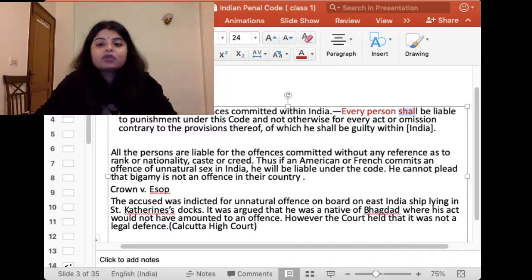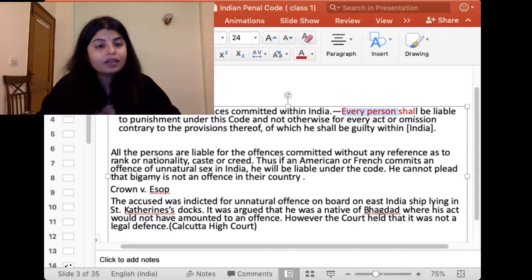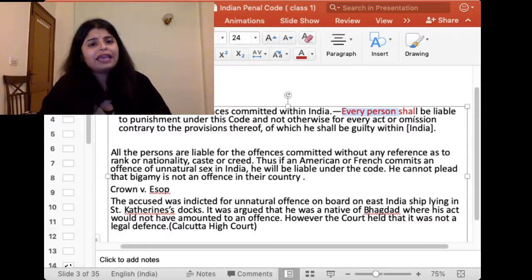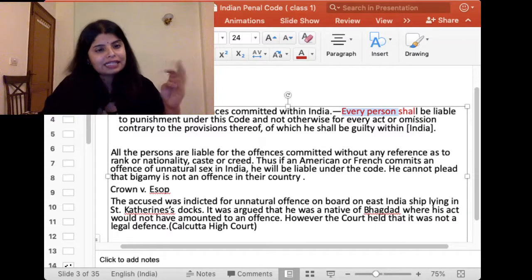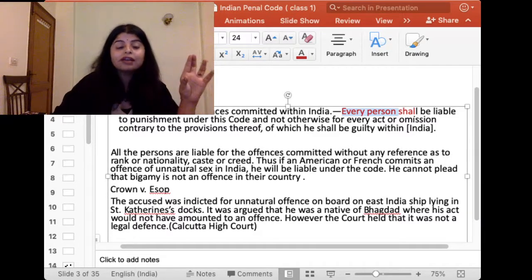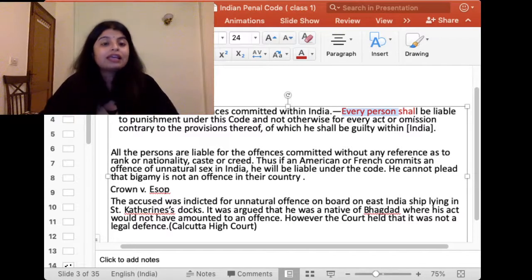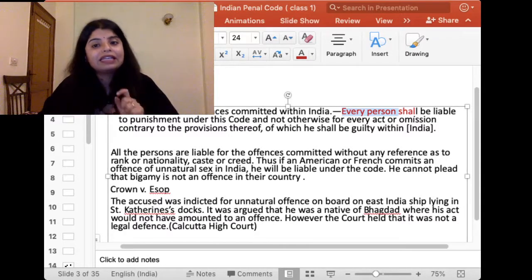Now, if you see the section, it says that every person. Now there's a reason why every person has been written here. Every person means that any person of any caste, any sex, any religion or nationality. It does not matter whether the person belongs to America, is from America, or is it from France. That means he can be an American, he can be a German or anyone. But if he commits an offense on the soil of India, he shall be liable in India.